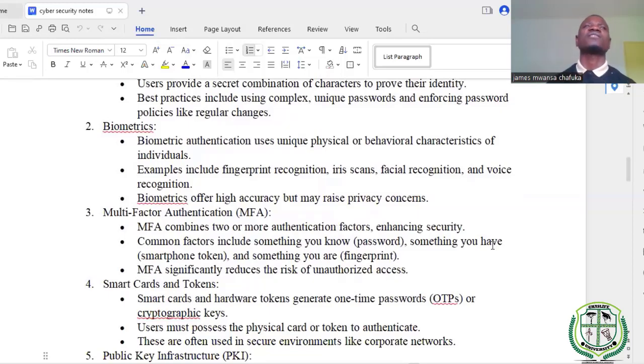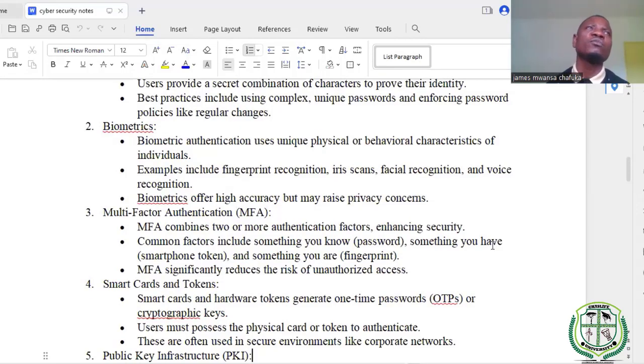So when you bring the aspect of biometric authentication, you find that there are users that may want to use a fingerprint to open the data or the information. So if you use a fingerprint to open your phone, if you use the iris of your eye to open your phone, if you use facial recognition, maybe just showing your face to the system, it is able to recognize you. Just using the voice, it is able to recognize you. So this falls under biometric. So this is another way of providing authenticity or authentication to your data or information.